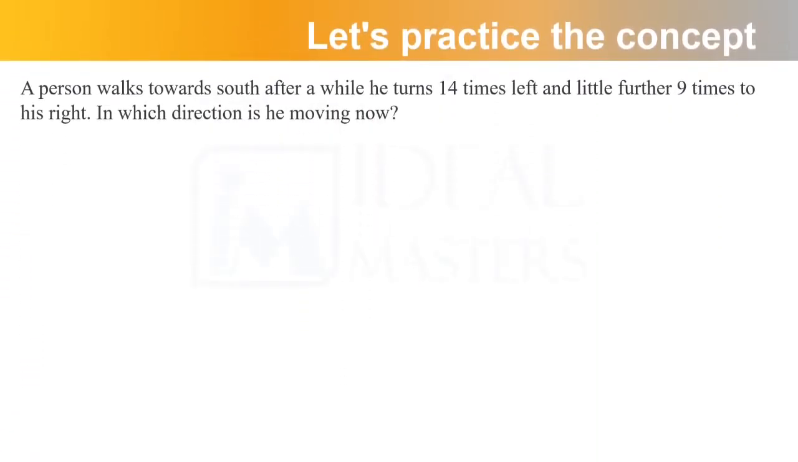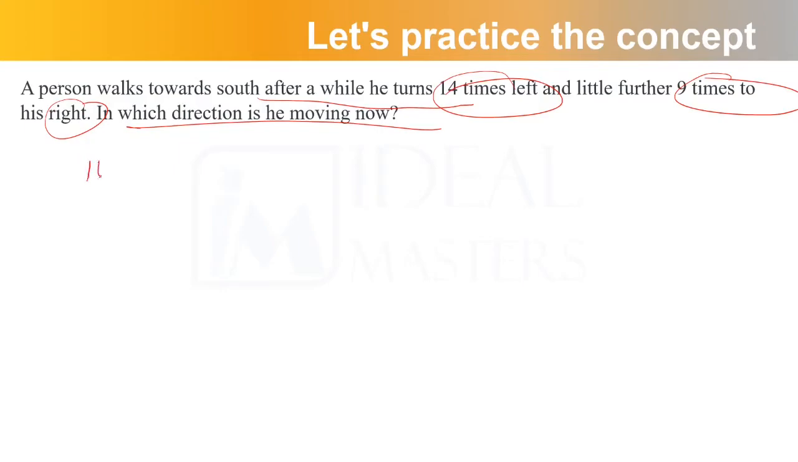One more question. A person walks towards the south. After a while, he turned 14 times left and a little further 9 times to his right. In which direction is he moving now? This looks a bit different and a tough one. So how do we do it? By just writing the count of turns. So we have 14L and 9R.